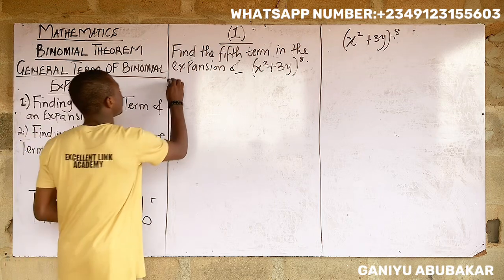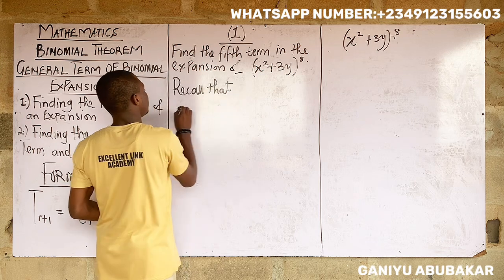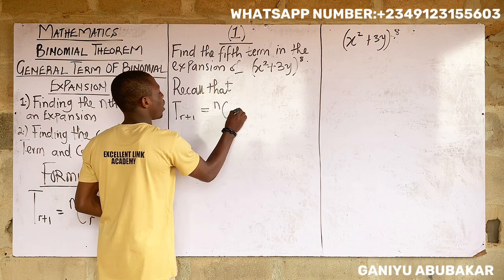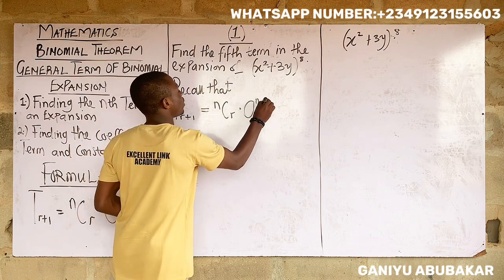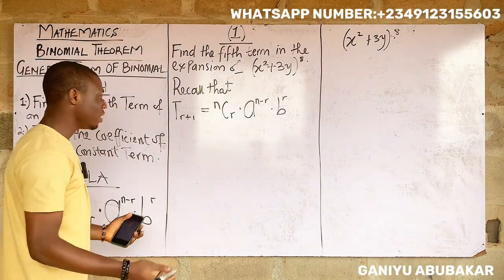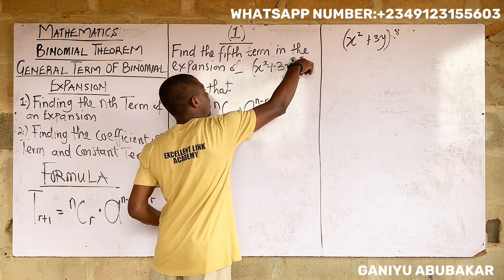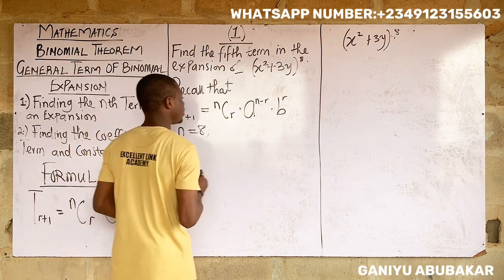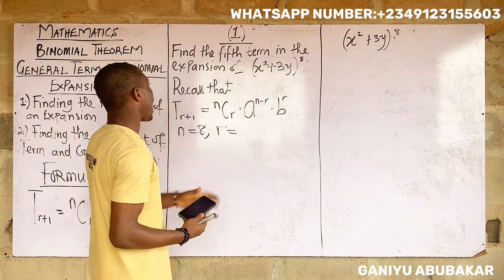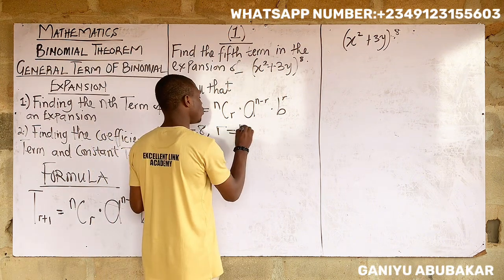So I will recall that we said T_(r+1) is equal to n combination r times a to power n minus r times b to power r. What's r? What's n? What's a? What's b? Let's get it done, please. So note that n is equal to the power, that's 8. I've gotten n. What's your r? r is the term given. I'm given the fifth term, so r is 5.